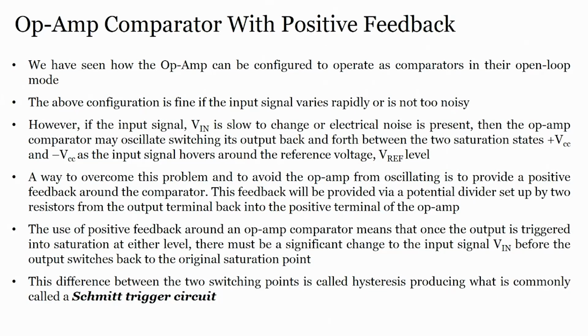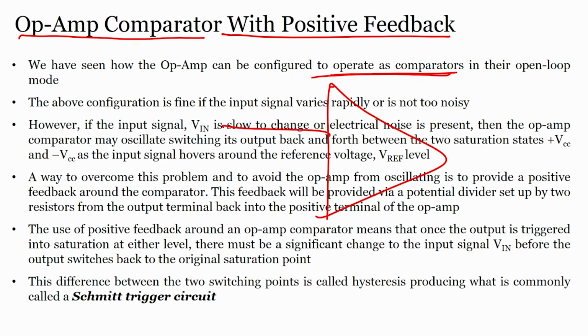When we talk about an operational amplifier and a comparator with positive feedback, what will happen if an op amp comparator with positive feedback is designed? First, we have seen how the op amp can be configured to operate as a comparator in open loop mode. We apply bias plus and minus, and we have seen that if the inverting terminal is, let us say, 2 volts and the non-inverting terminal is 1 volt, then the output will go to negative saturation.